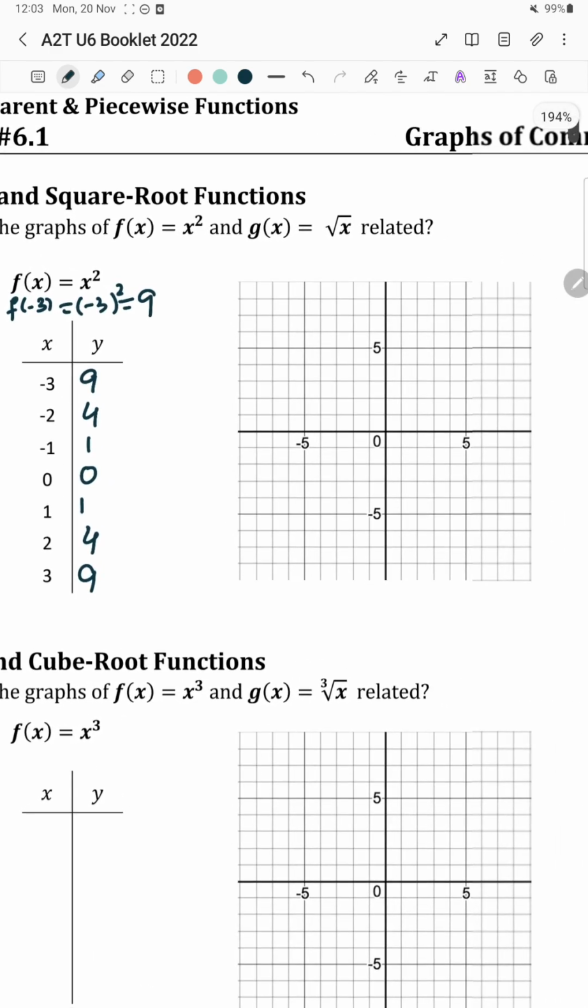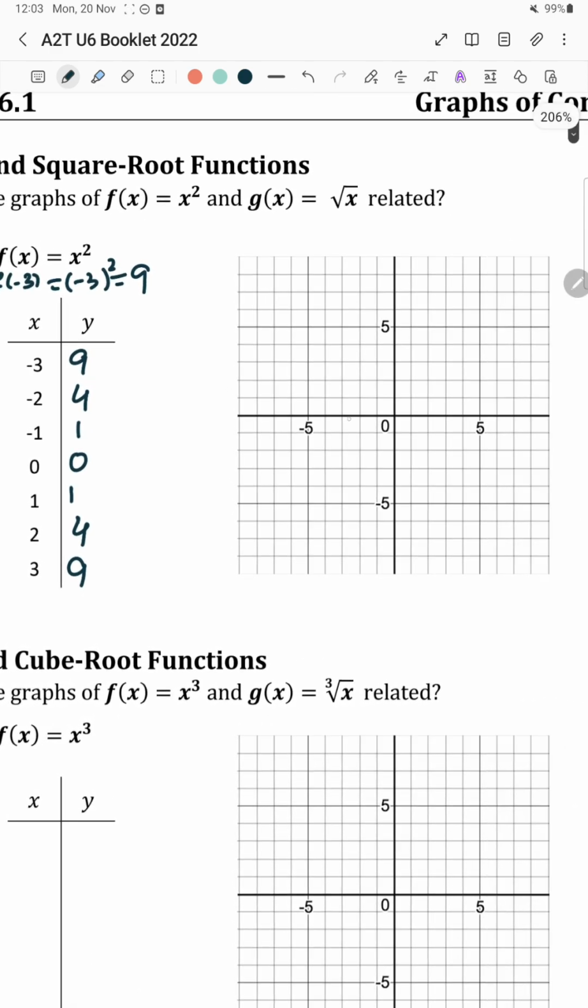So let's plot this. It's minus 3, so it would be 9. Minus 2, so it would be 4. Minus 1, so it would be 1. 0, so it would be 0. 1, so it would be 1. 2, so it would be 4. And 3, so it would be 9. So this is something that we will get.